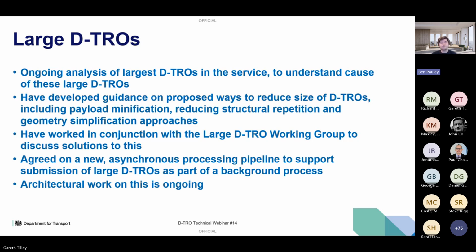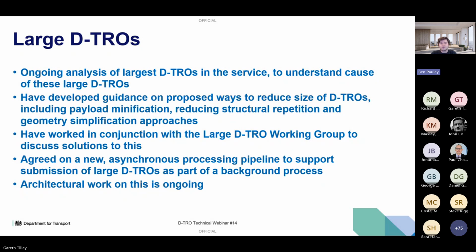Off the back of that, we've put together guidance on proposed methods that may be suitable for reducing D-TRO size. As a little bit of a spoiler, this includes things like minification of payloads, restructuring to reduce structural repetition of D-TROs, and potentially some geometry simplification approaches that can all be used in conjunction to reduce the size of D-TROs.